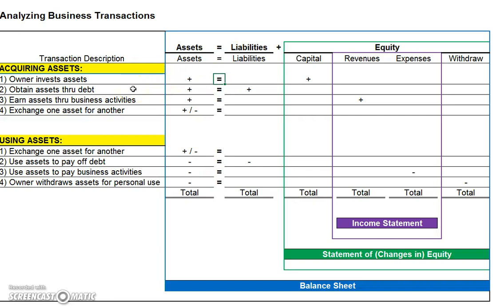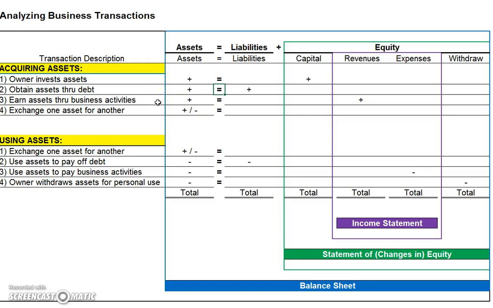For the next example, let's do that the business obtained the asset through going into debt. In this case, we add to the asset and we also add to our liabilities. Remember, liabilities are debts or obligations. Again, if you add to the assets and add to the liabilities, your accounting equation will be in balance.